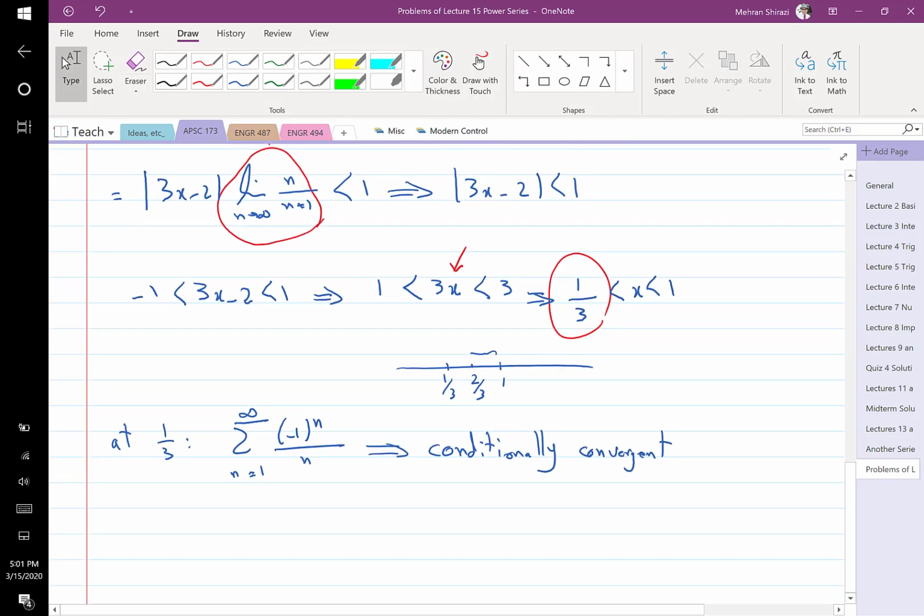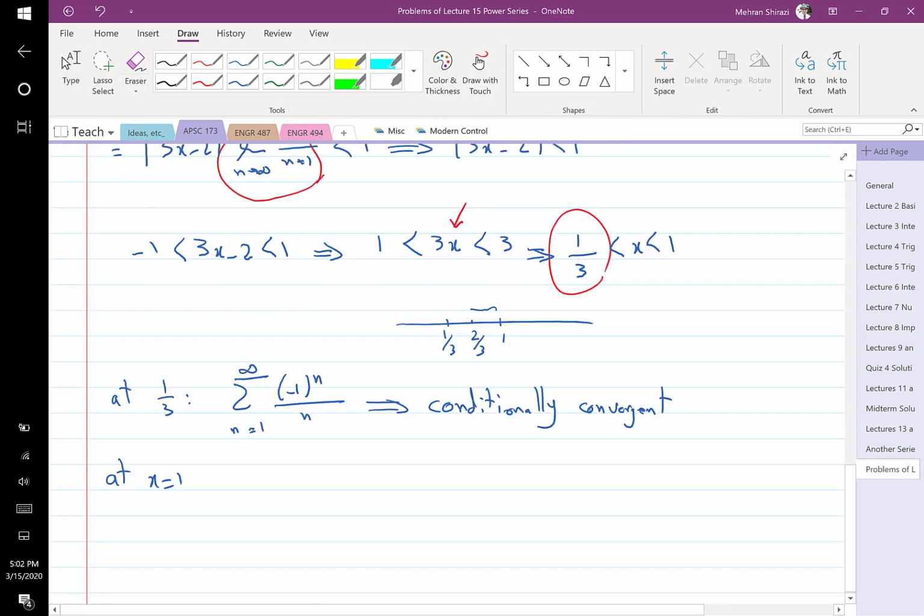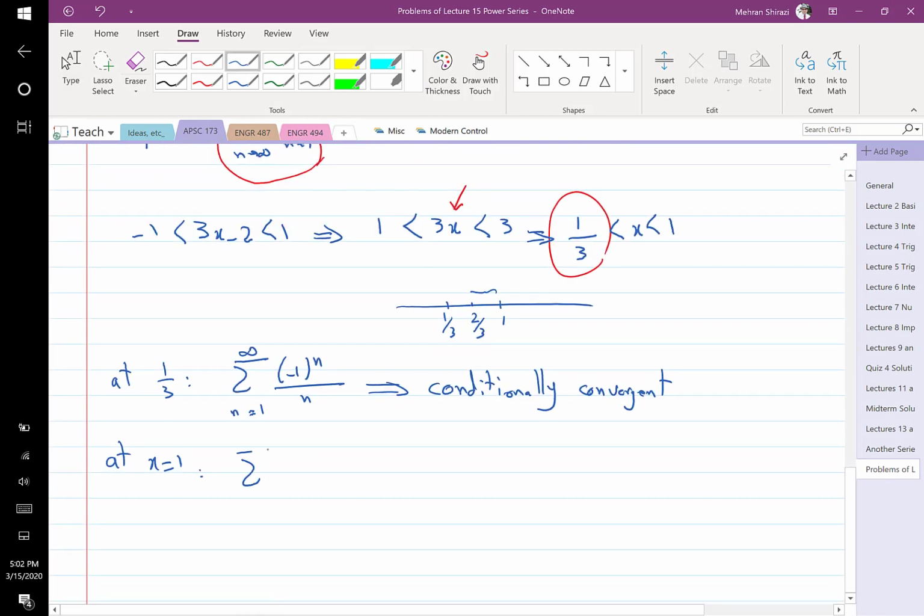So we should check x equals 1. We checked x equals 1 over 3. At x equals 1, let's see what we have. We have 1 times 3 is 3, minus 2 is 1. We have 1 to the power of n, which is 1 over n. Again, we have discussed this a lot. This is the divergent harmonic series.